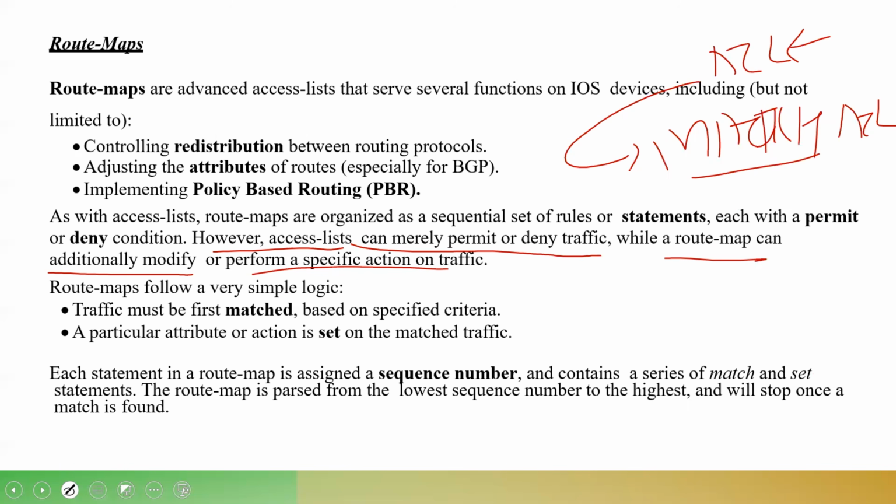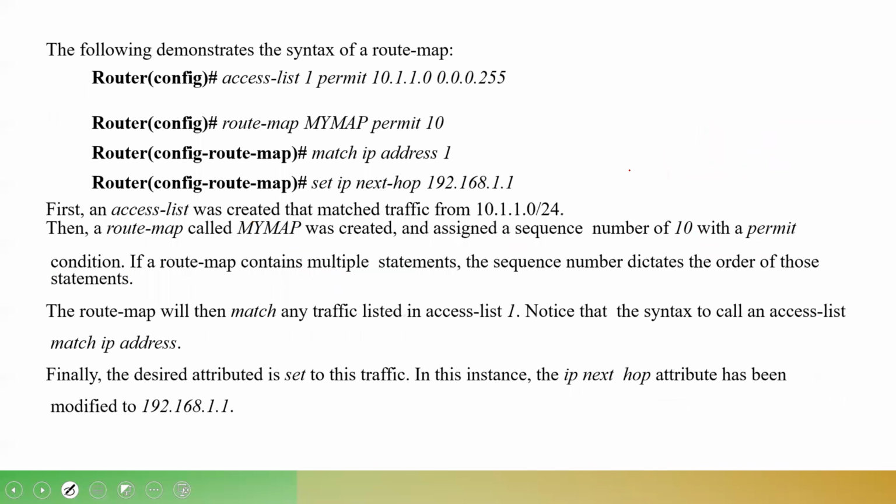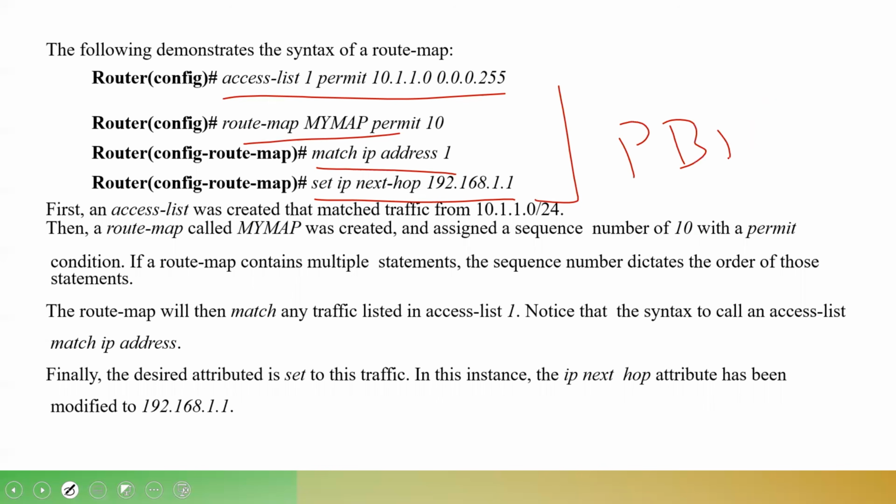Let me show you with respect to the examples. First of all, you can create either an ACL or a prefix list. Then you create the route map, match the address, and then set the next hop. This is actually a policy based routing example, PBR. So you're matching certain IPs, and then you're setting the next hop for those IPs somewhere.